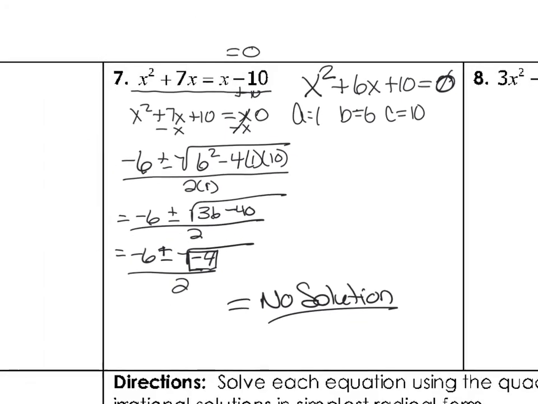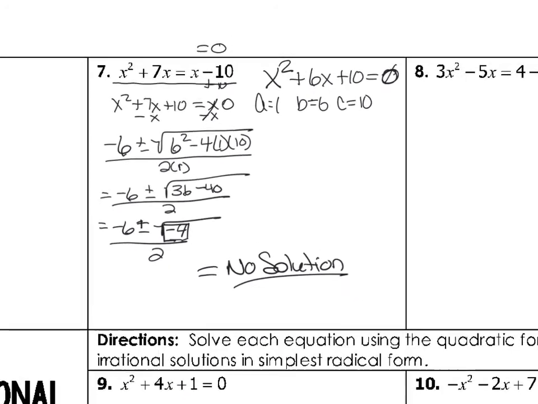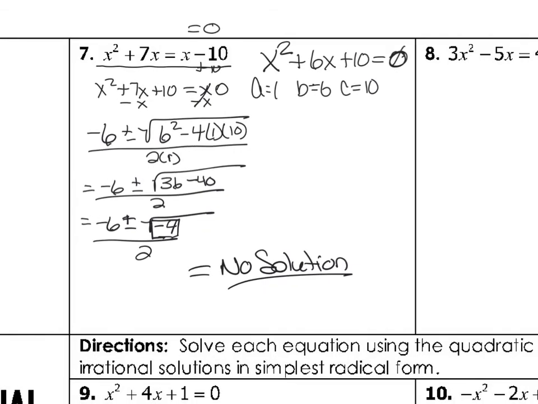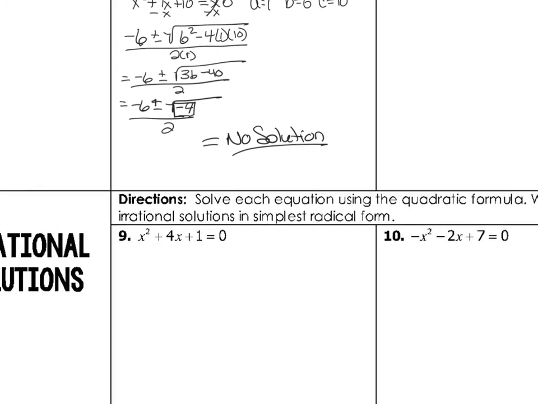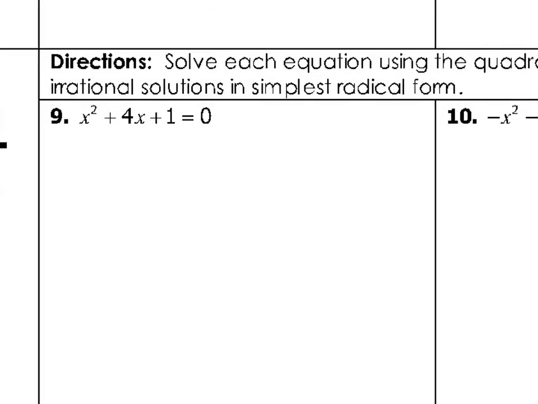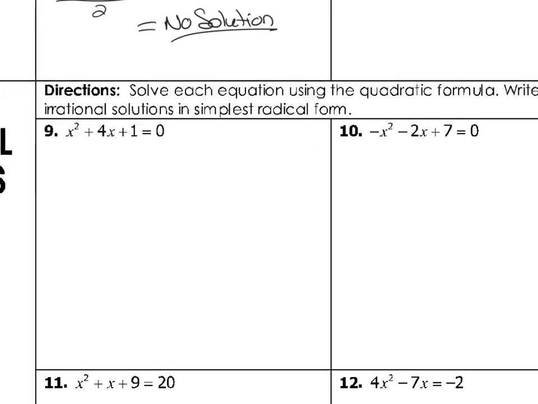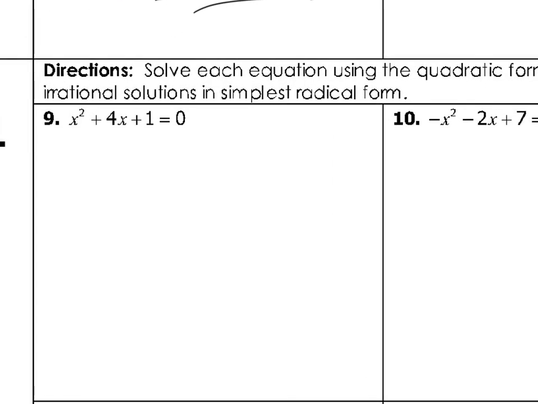Alright, let's see. I told you that we use the quadratic formula a lot of times when we can't factor it because it's decimals and stuff. Well, we hadn't seen a decimal yet, have we? Alright, well, let's look at this. Solve each equation using the quadratic formula. Write all the irrational solutions in simplest radical form.